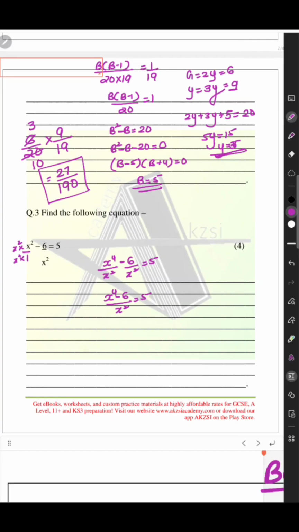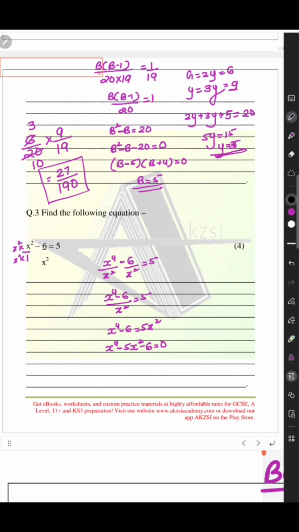This is not a basic regular quadratic, right? Because we have the power of 4, but it's a hidden one. That means x to the power of 4 minus 6 equals 5x squared, bringing all of them to one side. x to the power of 4 minus 5x squared minus 6 equals 0.